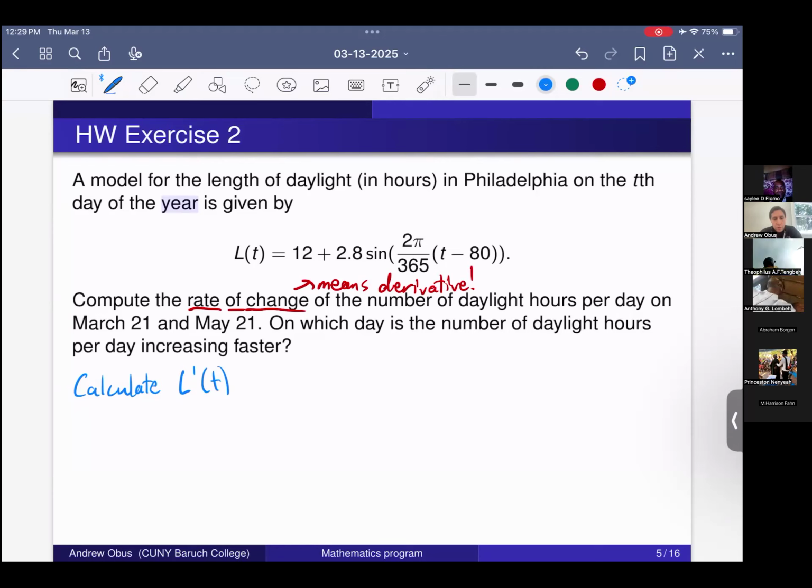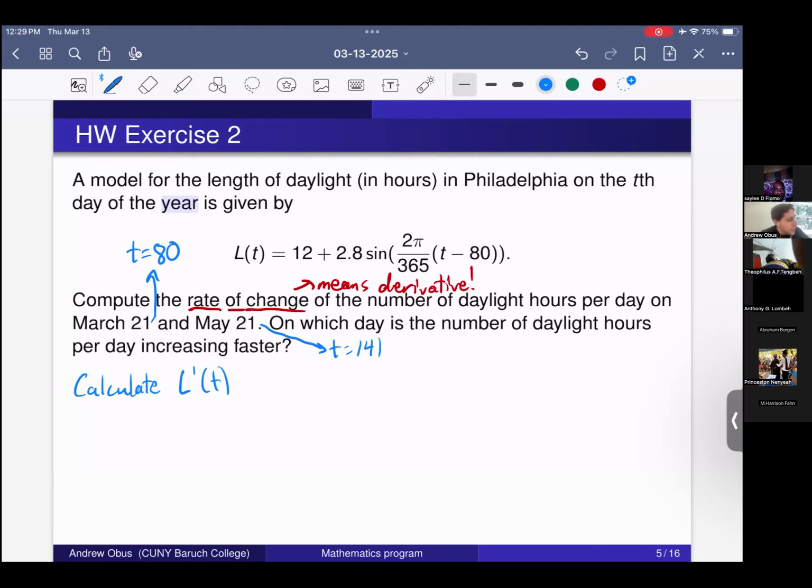So March 21st is what day of the year? Let's assume it's not a leap year. March 21st is going to be t equals 80. It's the 80th day of the year. And May 21st is t equals 141. Okay, so it's the 141st day of the year.